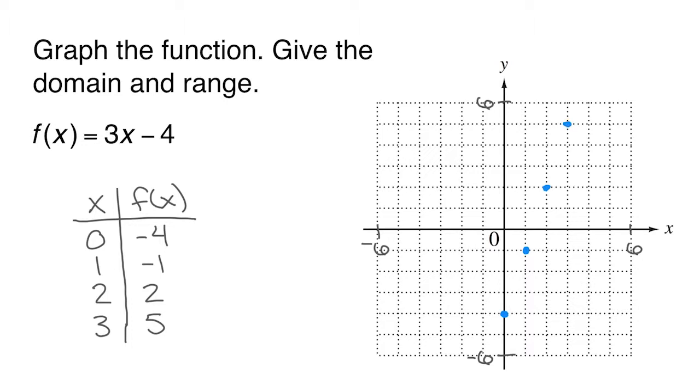To graph f(x), we draw a line that passes through all of these points, and we draw an arrow on either end to indicate that the graph continues on indefinitely in either direction.